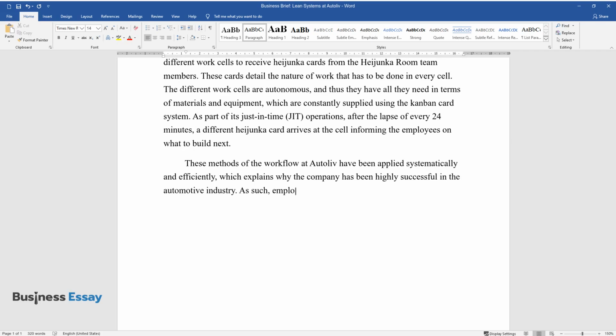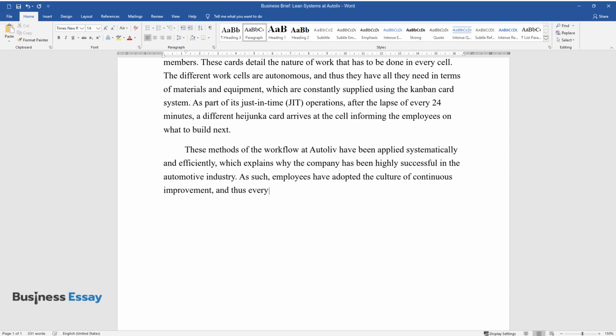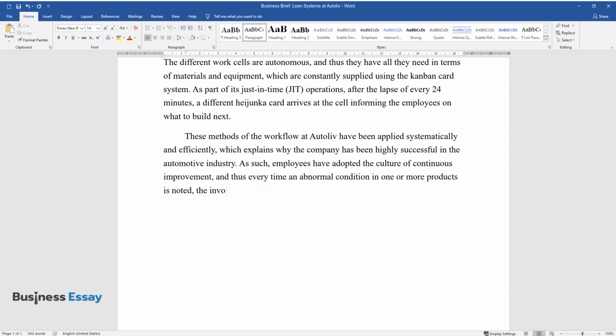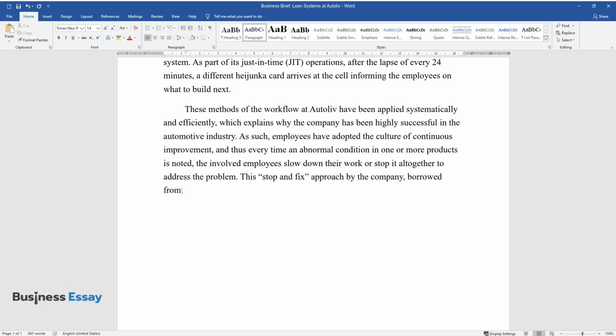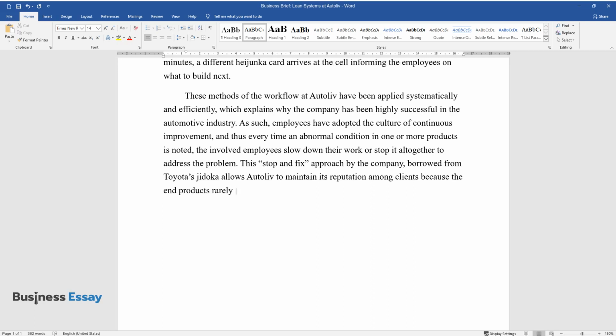As such, employees have adopted the culture of continuous improvement, and thus every time an abnormal condition in one or more products is noted, the involved employees slow down their work or stop it altogether to address the problem. This stop-and-fix approach by the company, borrowed from Toyota's Jidoka, allows Autoliv to maintain its reputation among clients because the end products rarely have any defects.